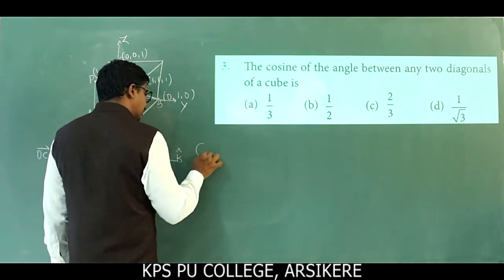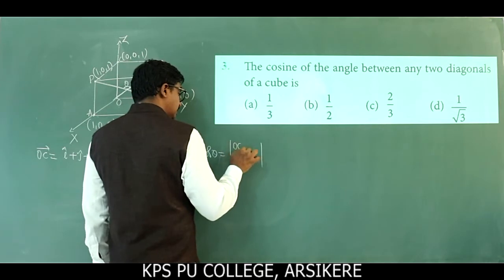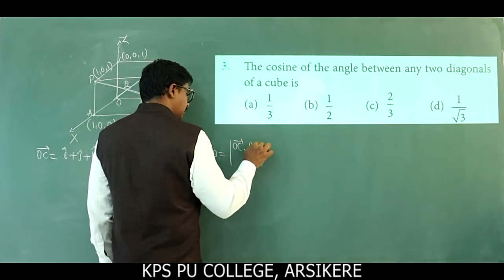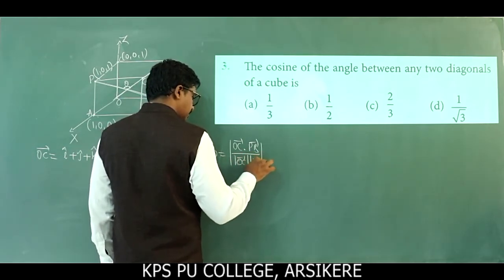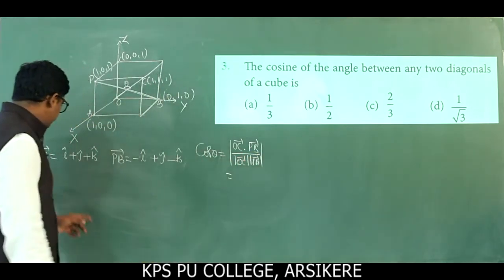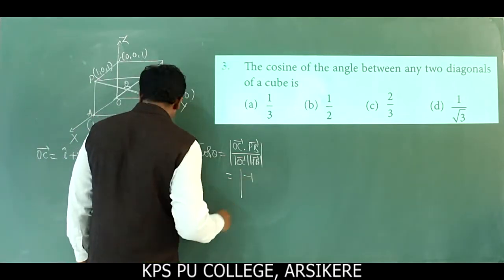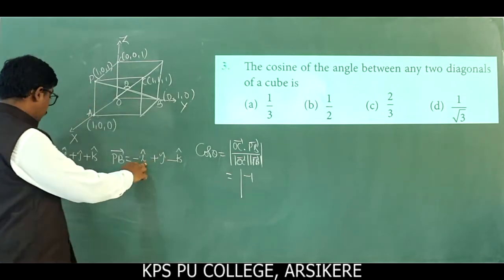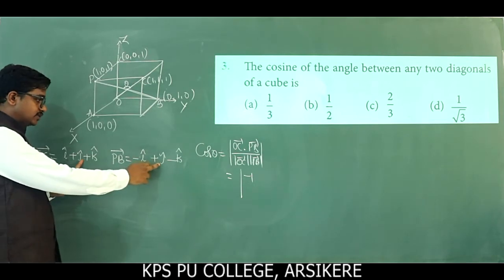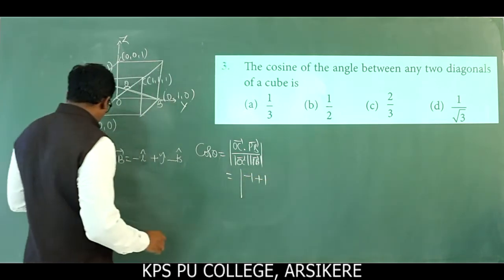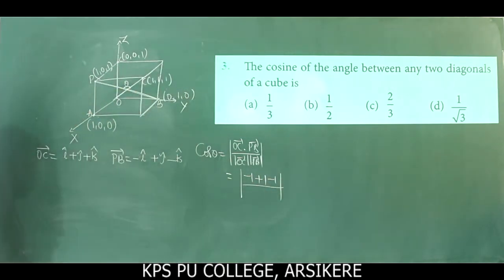Then we need to find the cosine angle, right? So cos theta is equal to the modulus of OC dot PB divided by magnitude of vector OC into magnitude of vector PB. So this becomes, in the dot product, I to I, j to j and k to k. I component is minus 1 and here minus 1, and here we have 1. So this is 1 and this will be minus 1. Plus into minus is minus 1. Again j and j we have positive, that becomes plus 1, and plus and minus is minus 1. Divided by magnitude of vector OC.